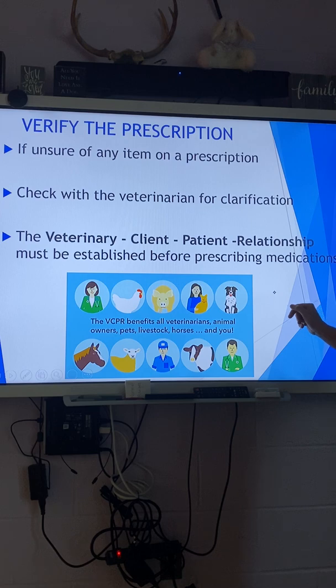Okay. All right. So, little mental break here. A little bit more notes. We have got to verify. What does that mean, verify? Confirm, double check, make sure we know the prescription.